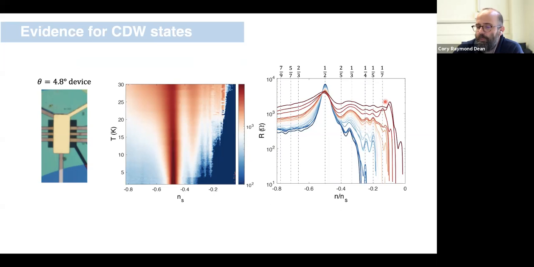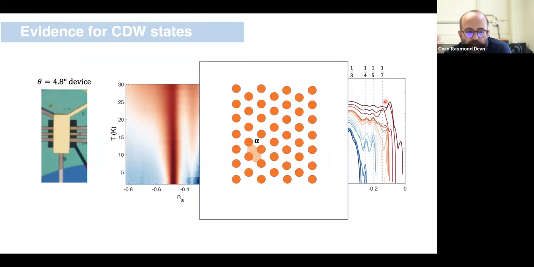So this would be consistent with a picture where what we're actually seeing is evidence of Wigner crystal formation or charge density wave state formation at rational fillings of the superlattice potential. One example of how that might happen, I just took an example from a talk I gave about Wigner crystal charge density wave formation in patterned graphene in the quantum Hall regime.